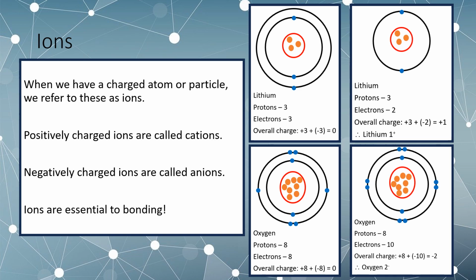These charged atoms and particles are what we refer to as ions, one of the concepts we're exploring in today's video. Positively charged ions, such as our metals, and in this example that we used lithium, are called cations. Negatively charged ions are called anions, the example in this case being our oxygen. Ions are essential to a specific form of bonding known as ionic bonding, which we'll cover in another video later on.